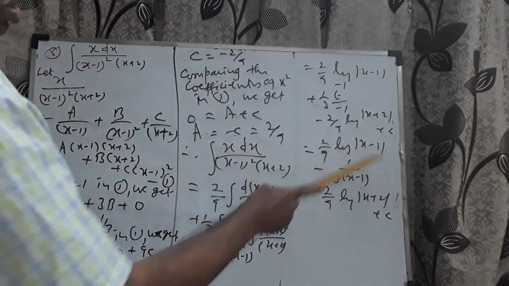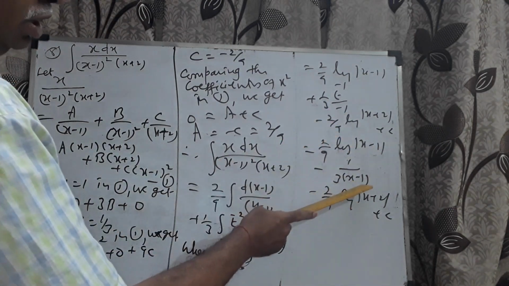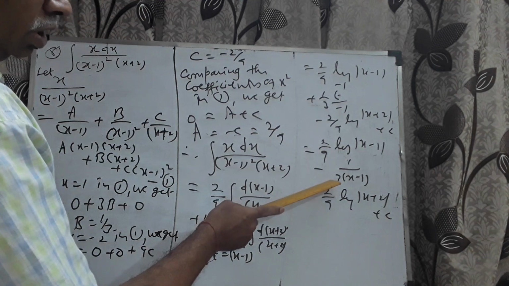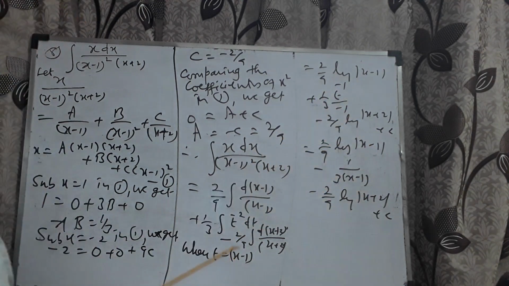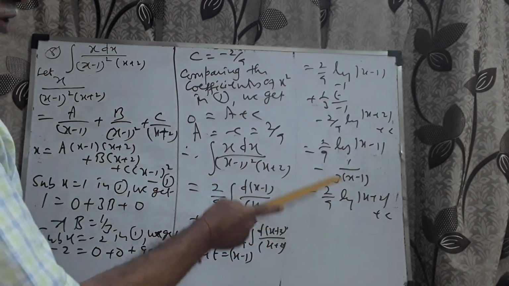2 by 9 log mod (x minus 1) minus 1 by 3. This minus is brought here and t is brought down here. T power minus 1 can be written as 1 by t. Of course, reduced to 1 by 3 into (x minus 1).